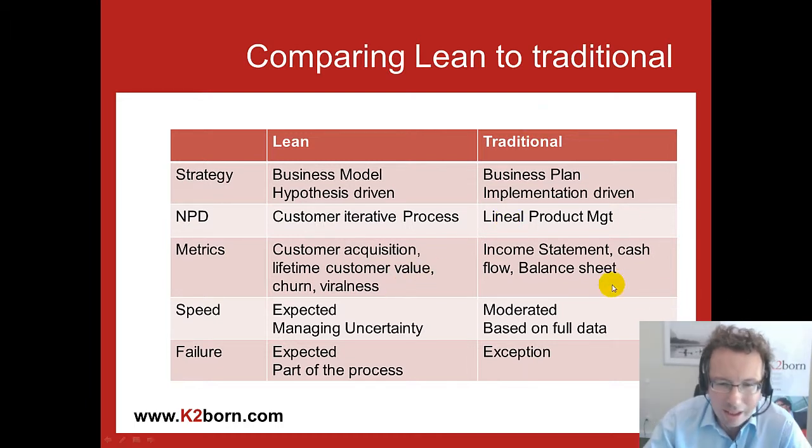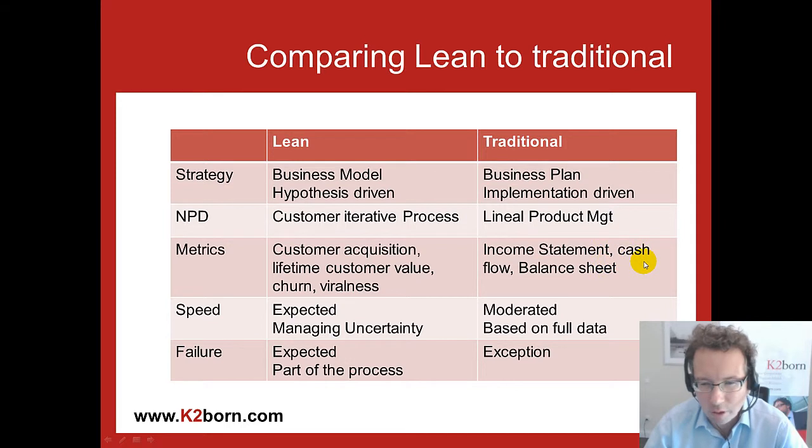Here you will see, in terms of metrics, it will be completely different. Obviously, here income statement, cash flow, balance sheet, typical issues. Here it's different. It's about customer acquisition, lifetime value, customer value, churn, viralness, how long they stay, how long they spend on my website, and so on. Obviously, here you're not forced to go so fast, and it's based on full data. Here it's about uncertainty.